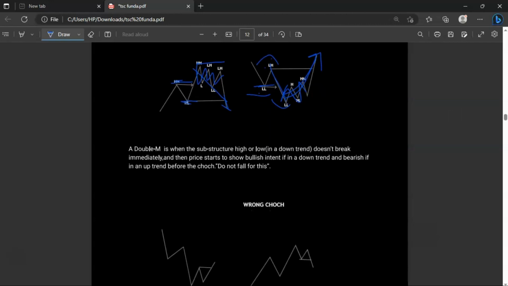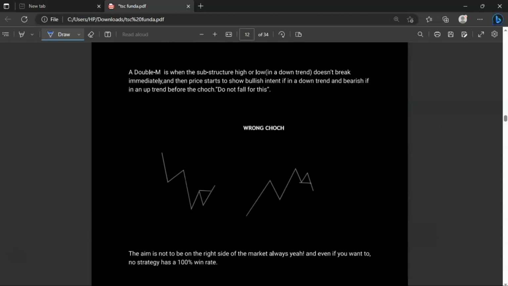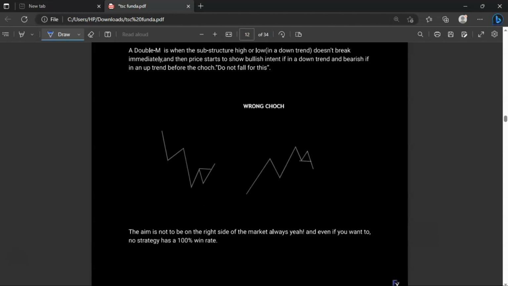A double M is when the substructure, high or low, doesn't break immediately, and then price starts to show you bullish intent if in a downtrend, or bearish if in an uptrend, before the change of character. Don't fall for this. And this is a wrong trap. Something like this. This is when you fail and fall for the double M.